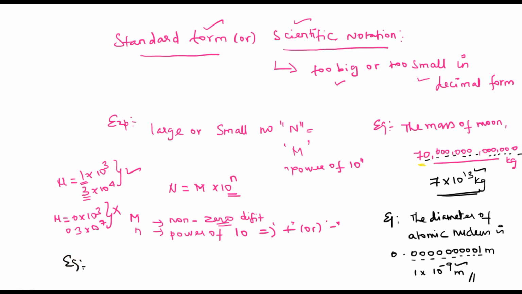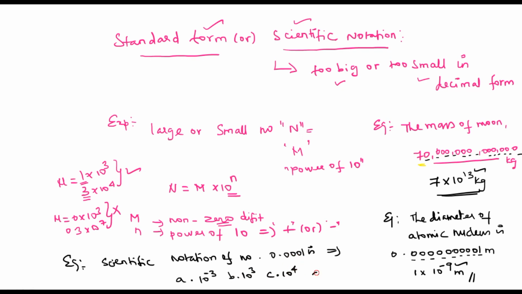The scientific notation of the number 0.0001 can be written as, there should be 4 options. A is equal to 10 power minus 3, B is equal to 10 power 3, C is equal to 10 power 4, D is equal to 10 power minus 4.